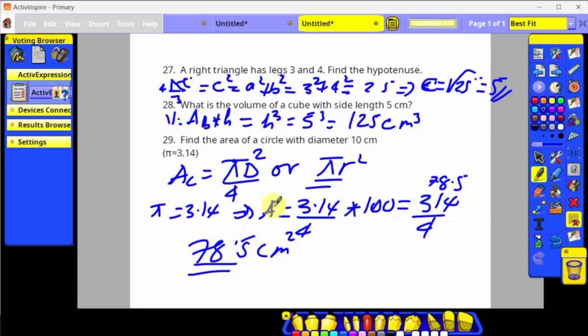That's the answer. So that wraps up all the SAT placement math exercise questions.